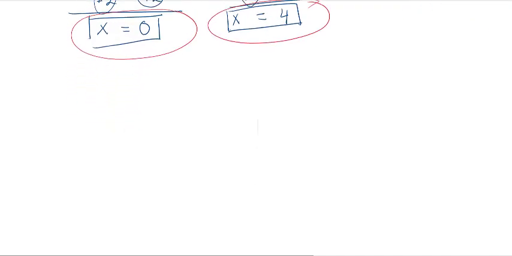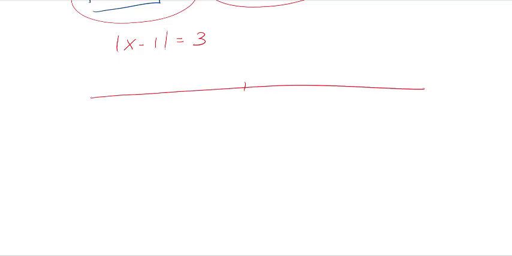Let's look at one more example, just for practice. Let's look at a simpler example. For instance, x minus 1, absolute value, equals 3. Now, again, let's solve this in the same two ways we solved previously. We'll start with a number line. Here's 0, 1, 2, 3, 4, 5, and -1, -2, -3, -4.